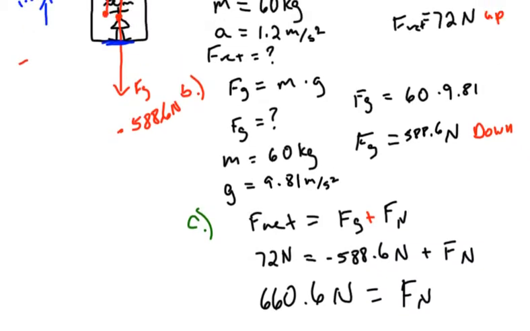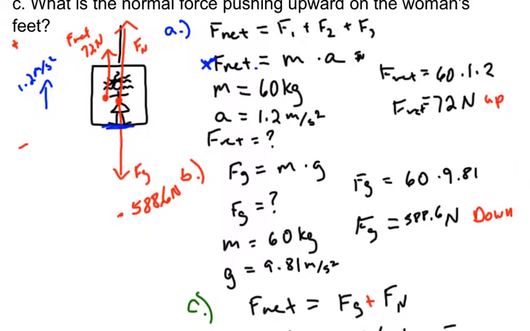Which you're like, well, does that make sense? So let's look. So she's getting pushed up by the normal force. That's what's pushing her up. The force of gravity is pushing her down. That's the two forces acting on her. The net of that is the Fnet, the net force. So yeah, this should be 660.6 because it's a little bit greater than the 588.6.